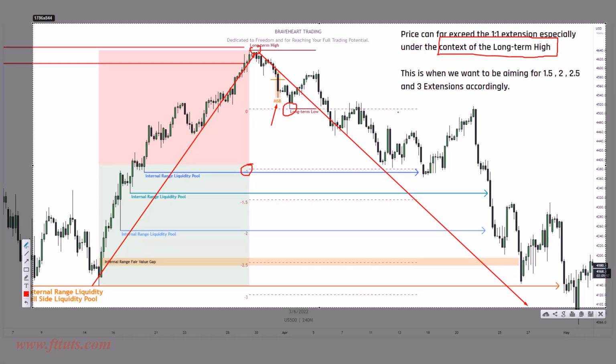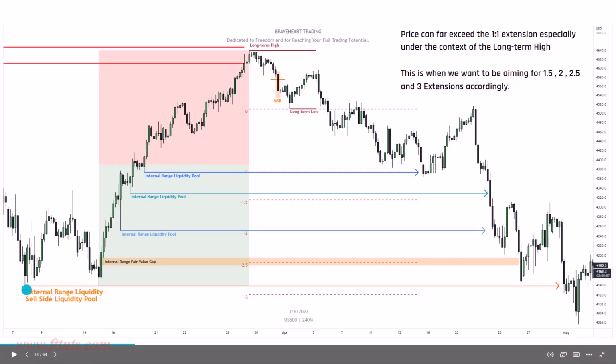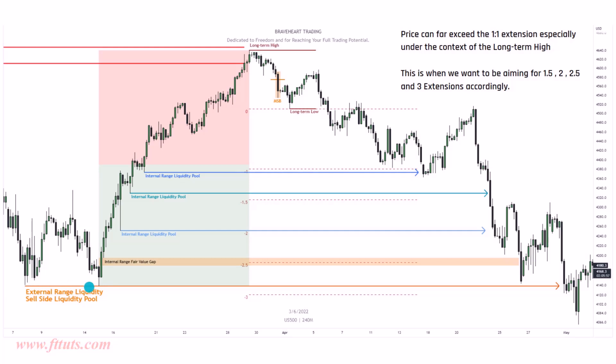Especially if it wants to go lower, especially when there's equal lows here and we want to complete this market maker sell model.